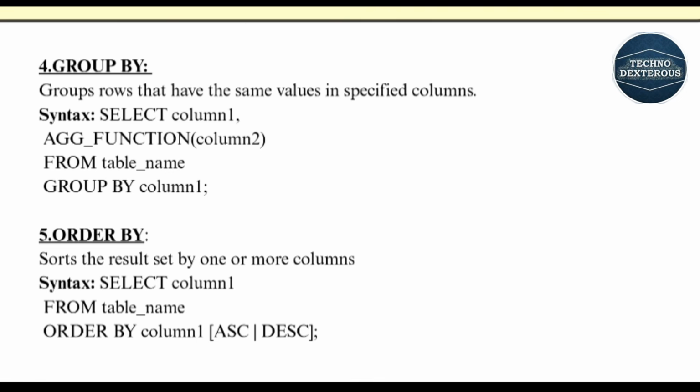Group by rows. Group by shows the grouped rows that have the same values in the specific columns. The syntax of group by is: select column 1, comma, aggregate function column 2 from table name group by column 1. Order by sorts the result set by one or more columns. Syntax: select column 1 from table name order by column ASC or DESC.